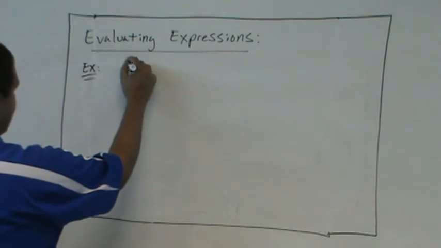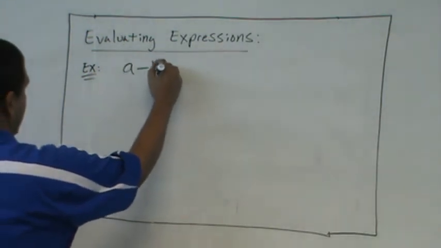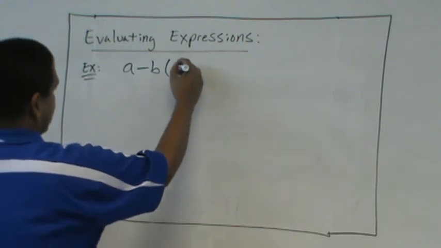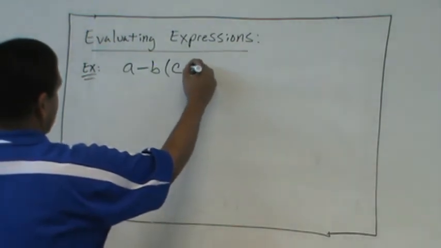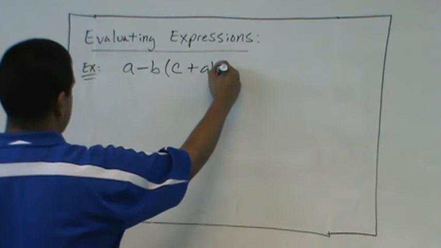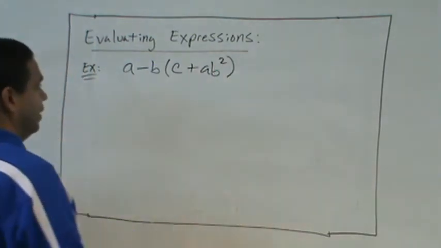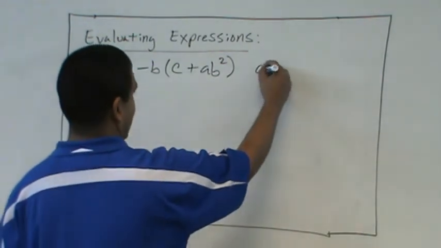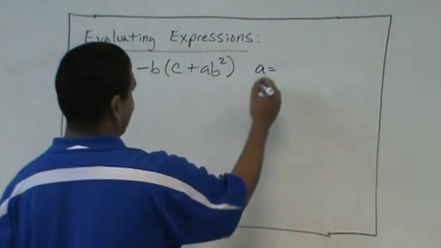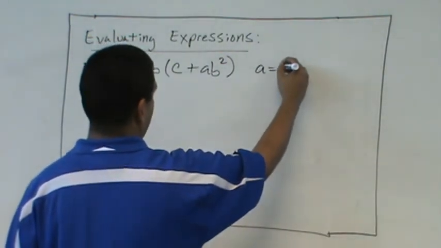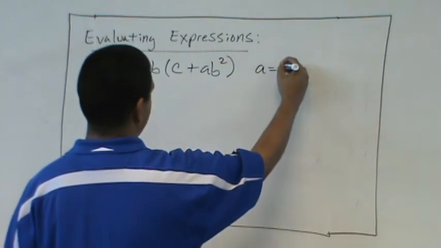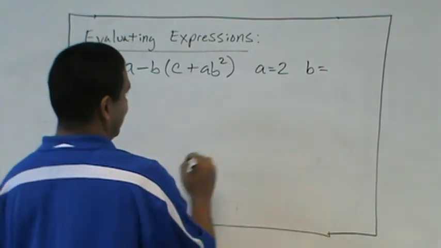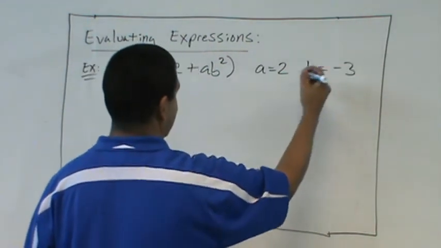So what if we have A minus B times C plus A B squared. What about that? Where we know that A is going to be 2, B, let's have B at negative 3, C.